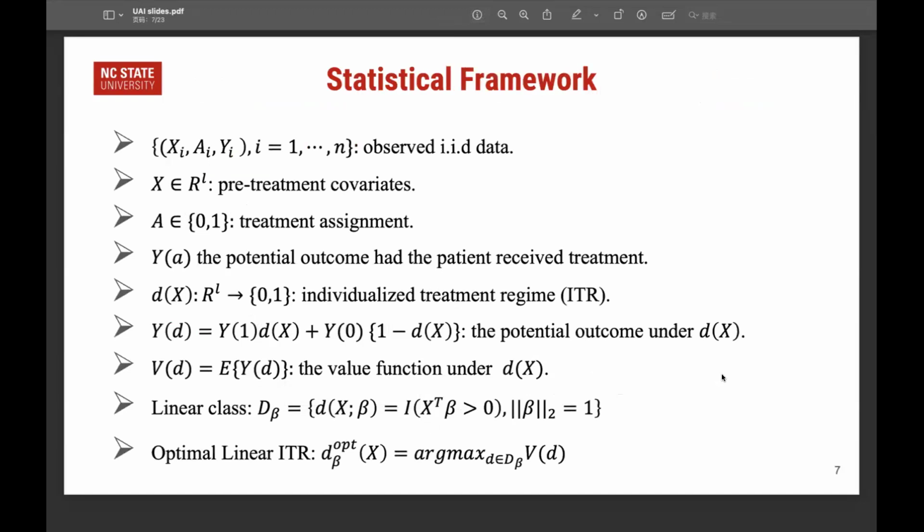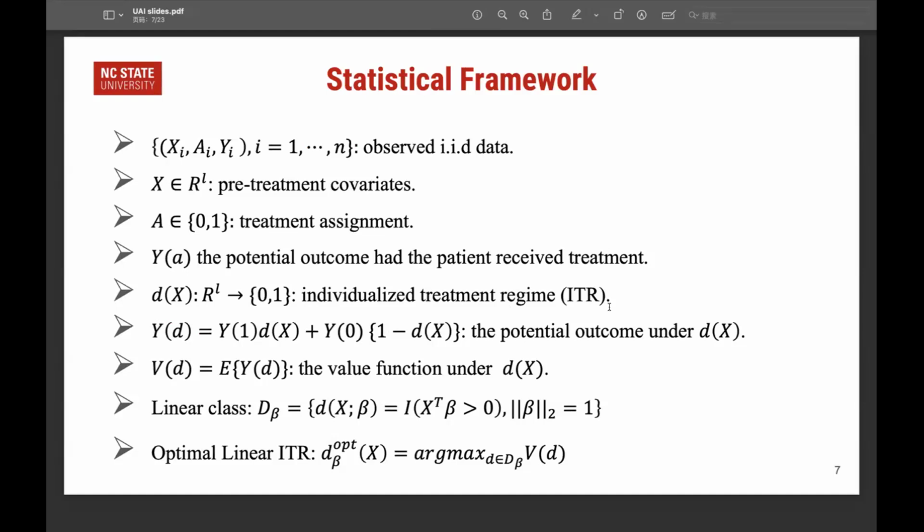After introducing the background, let's discuss our methods. First, let's set up the statistical framework. Denote X, A, Y as the observed data, where X is the L-dimensional covariates, A is the treatment, and Y is our outcome. Y(a) is the potential outcome if the patient received treatment a, and D is the individualized treatment regime, the ITR. Y(D) is the potential outcome under the ITR D. V(D) is the value function under the ITR D, and we focus on linear treatment regimes.